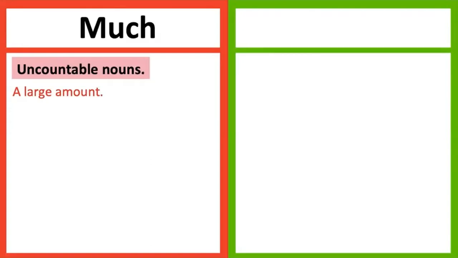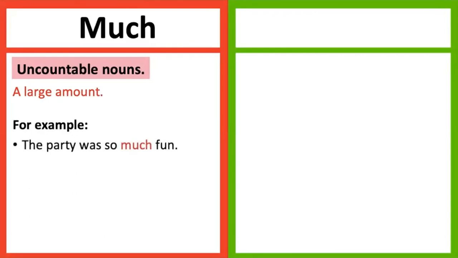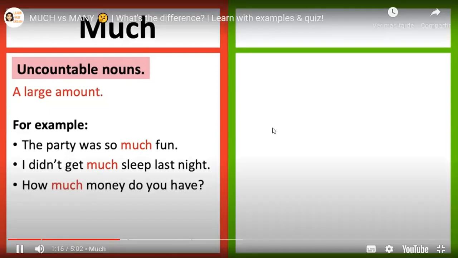Now I will go through 3 types of sentences in which we can use the word much: a positive sentence, a negative sentence, and a question. For example, the party was so much fun. The uncountable noun in this sentence is fun. I didn't get much sleep last night. This is an example of a negative sentence. The uncountable noun in this sentence is sleep. How much money do you have?